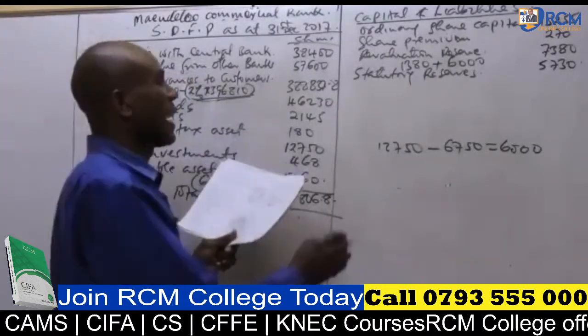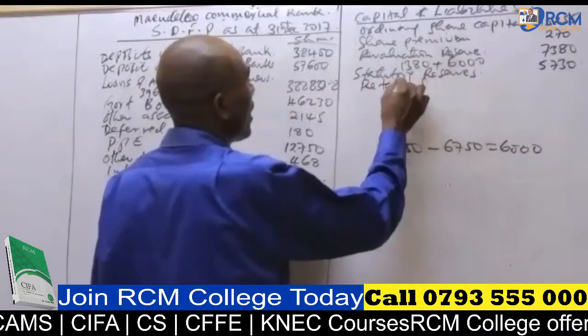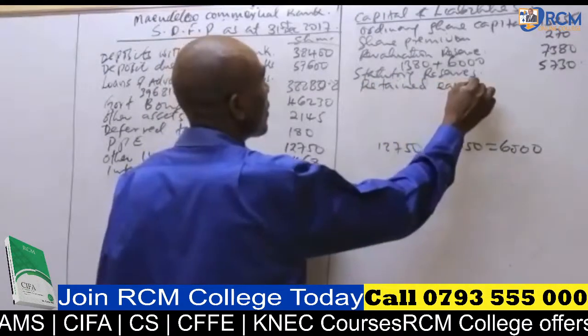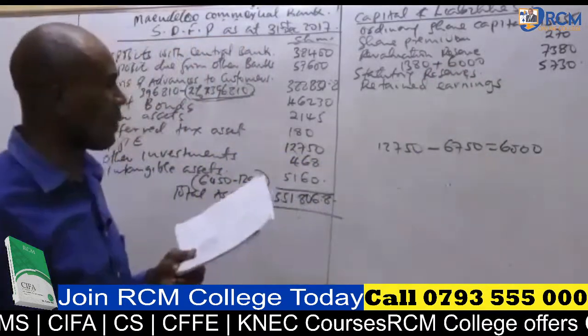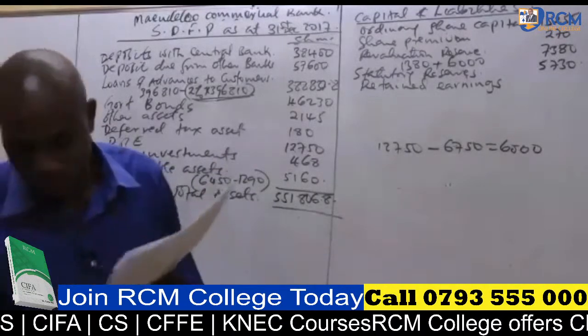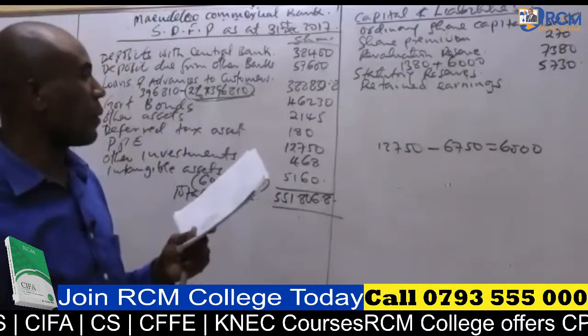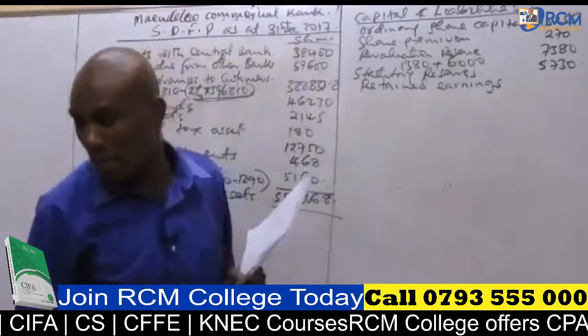Then we come to any other reserve. We have retained earnings. Retained earnings is a reserve. We had it as 50 something. We had it somewhere in our retained earnings account, from our income statement.